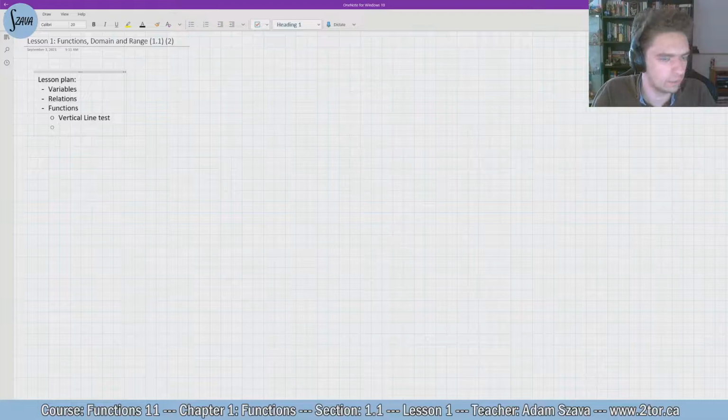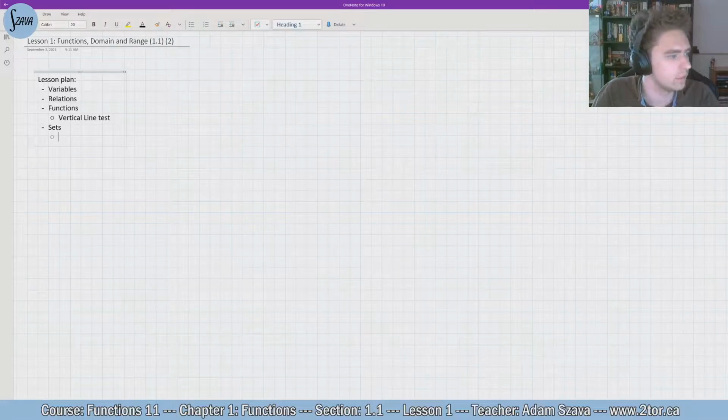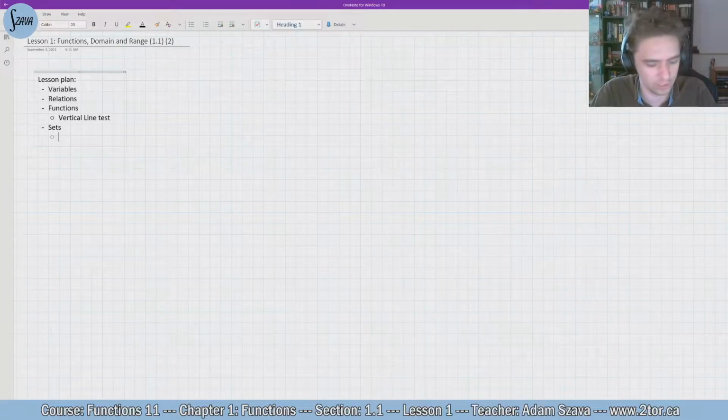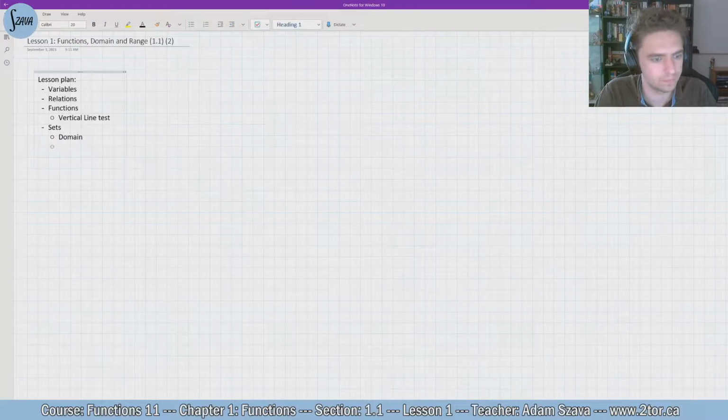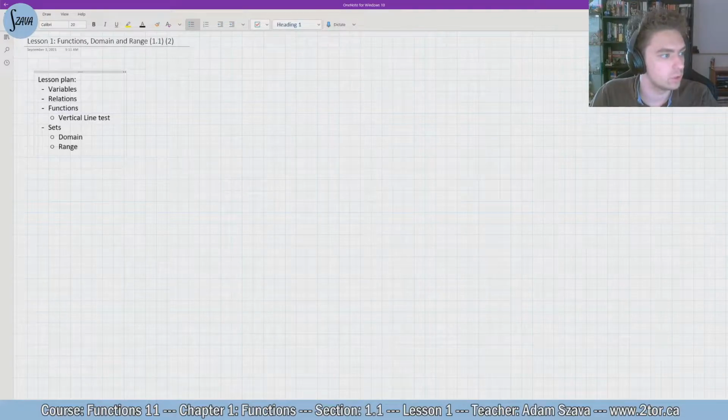We're going to talk about sets. It's kind of actually a separate thing entirely. So let me just talk about sets real quick. That's a separate point. And then underneath sets, we're going to talk about domain and range of a function. Domain of a function, range of a function. Now, of course, you don't know what those words mean yet. By the end of this lesson, hopefully you will know what these words mean, right? Okay, so let's begin then.